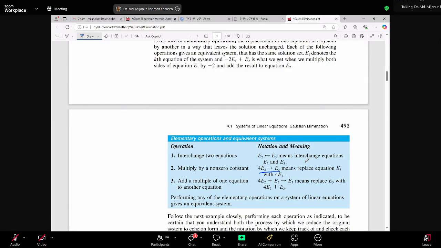First one was that we interchange two equations. Second one, multiply by a non-zero constant. And third one, add a multiple of one equation to another equation. It's also possible. Say 4E2 plus E3 equals new E3. That means E3 will be replaced by 4E2 plus E3. It can also be possible.